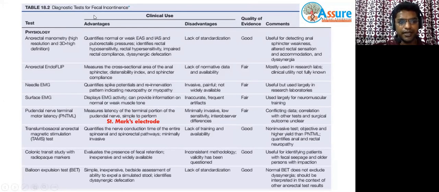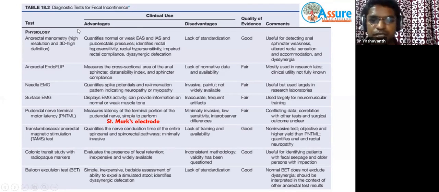So the diagnostic test which is done is anorectal manometry, which we discussed, where you can assess whether it is the internal or external sphincter. When you measure at rest, it represents the internal anal sphincter pressure, because that contributes around 60 to 70%. Whereas when you ask the patient to actively squeeze, it represents the external anal sphincter pressure. So anorectal manometry will be able to tell us whether the sphincter is weak or not.